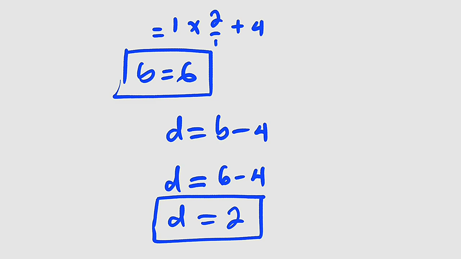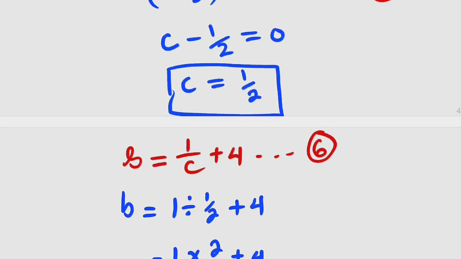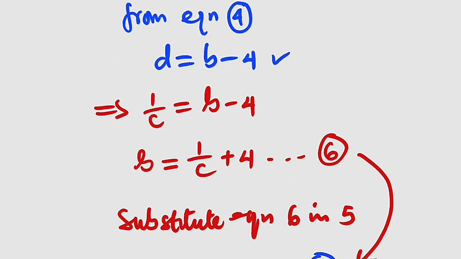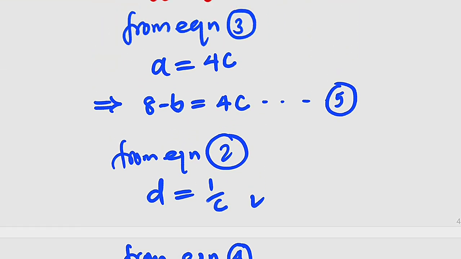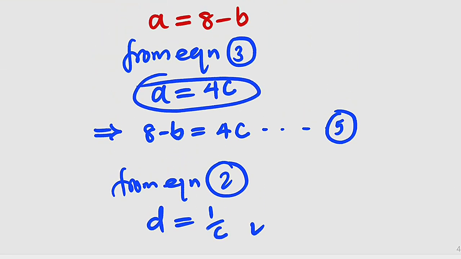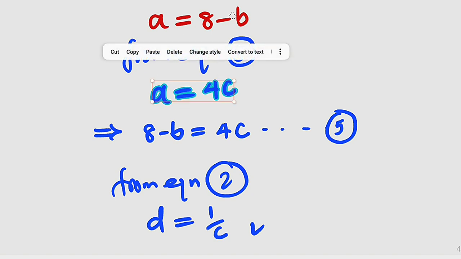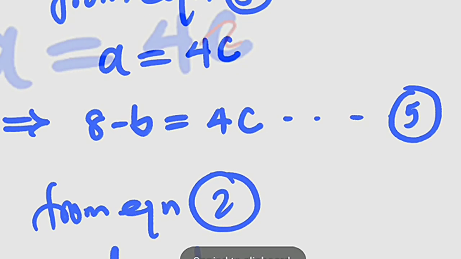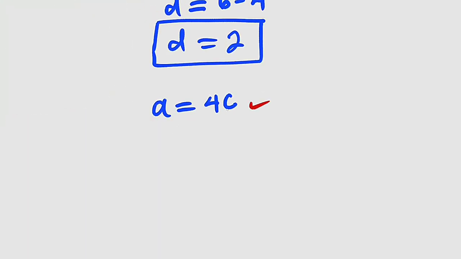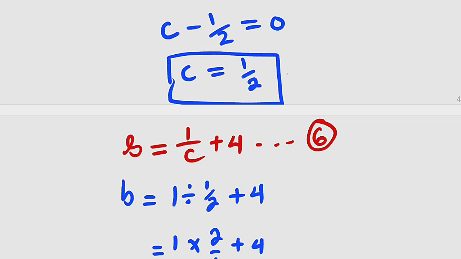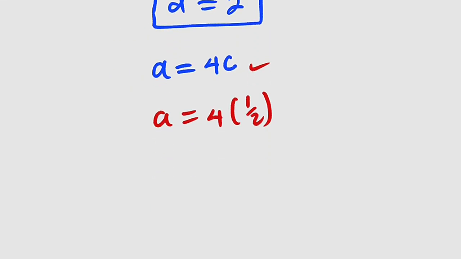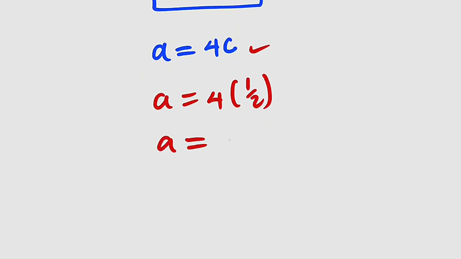What else? a. Because we have obtained c, b, and d, what remains is a. I think we have a nice equation here in terms of a. You can see that a is equal to 4 multiplied by c. We have another one here, but let me just take this one. From this equation, a is equal to 4 times c, where c is 1/2. Remember, it is here: c is 1/2. So half of 4 is 2. So a is equal to 2.